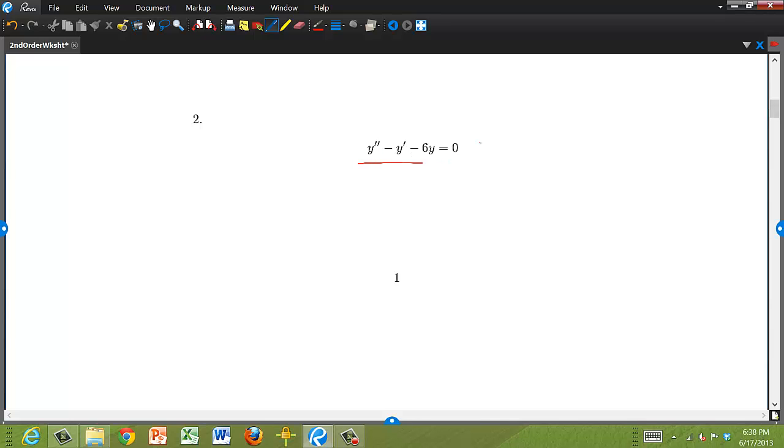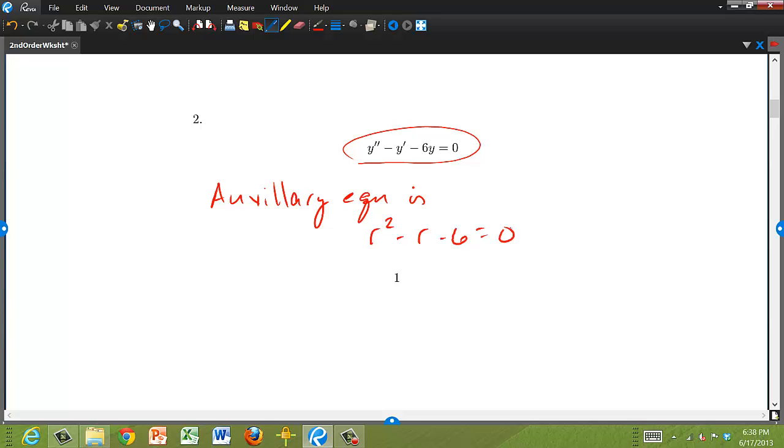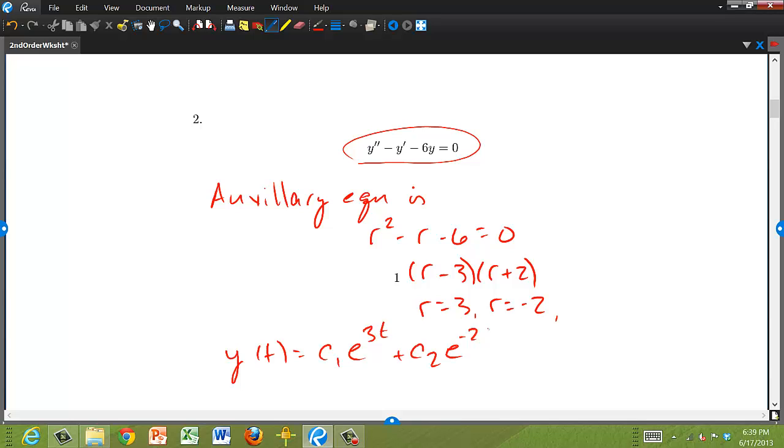Let's try another one. Let's try to solve y double prime minus y prime minus 6y equals 0. The auxiliary equation is r squared minus r minus 6 equals 0. This one I can factor as r minus 3 times r plus 2. So we have roots 3 and negative 2. And so our general solution will be y of t equals c1 e to the 3t plus c2 e to the negative 2t.